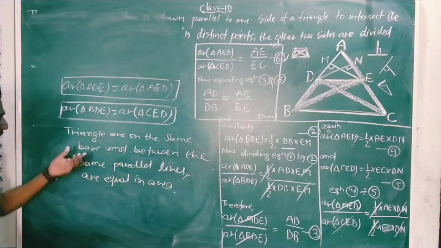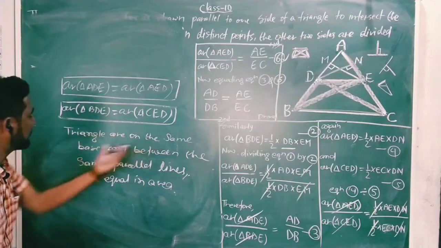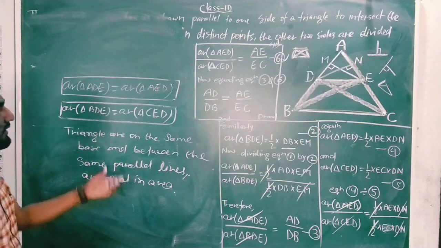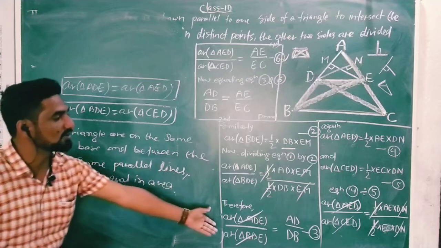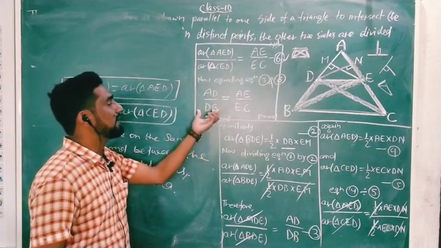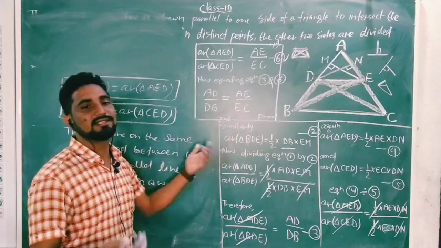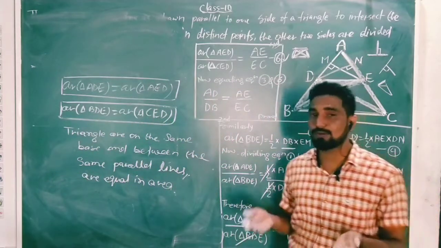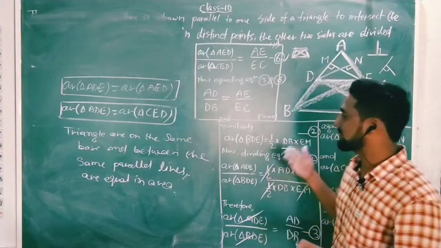You must recite: triangles on the same base and between the same parallel lines are equal in area. So this LHS part was cut and the left part was AD by DB equals AE by EC, and hence this theorem is proved. This BPT theorem is proved, this Thales theorem is proved, and you can just take a screenshot if you want to.